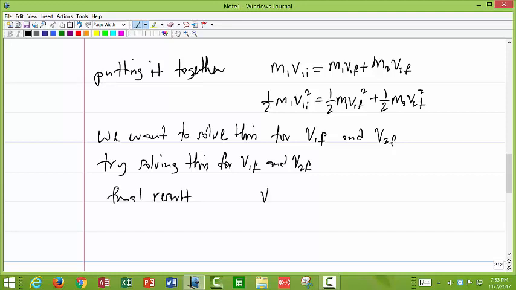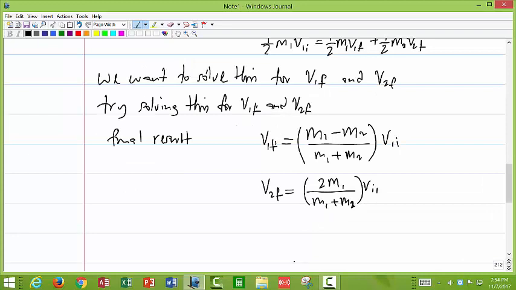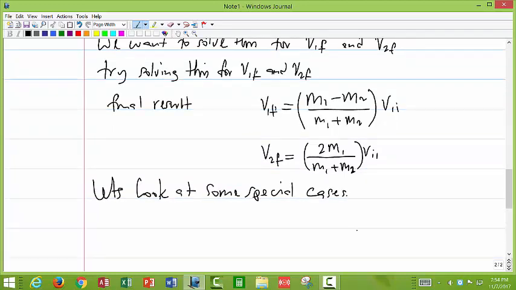So the final result: V1 final is given by m1 minus m2 divided by m1 plus m2, multiplied by v1 initial, and v2 final is equal to 2 m1 divided by m1 plus m2, times v1 initial. So I wanted to write this final result down so we can go through and analyze it a little bit. So let's look at a few special cases.